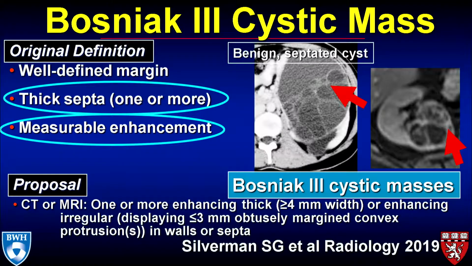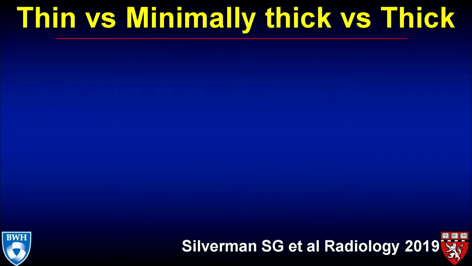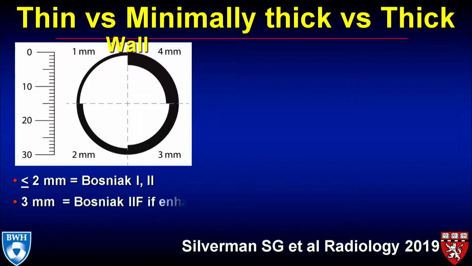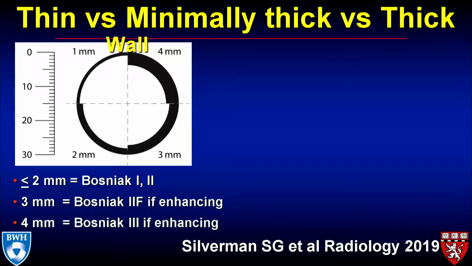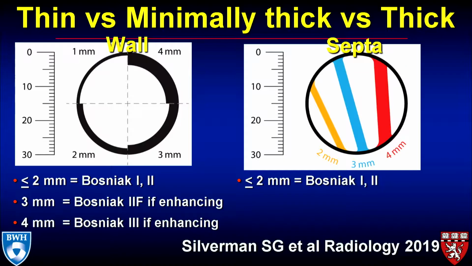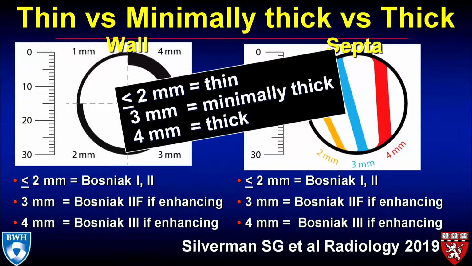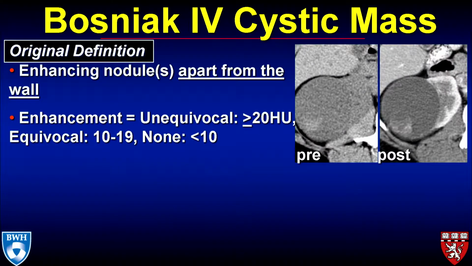This one's a septated cyst. This one's a renal cell carcinoma. 50-50 chance right now based on the current data. So let's talk about the thin versus thick issue. 2 millimeters or less is a 1 or 2. 3 is a 2F. 4 is a 3, but they must enhance, right? Same with the septa. 2, 3, and 4. So just remember those 3 numbers. 2 is thin, 3 is minimally thick, and 4 is thick.